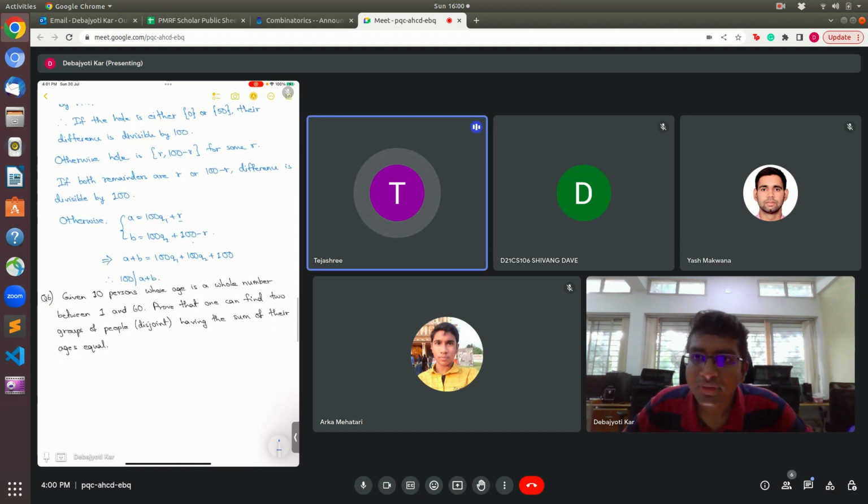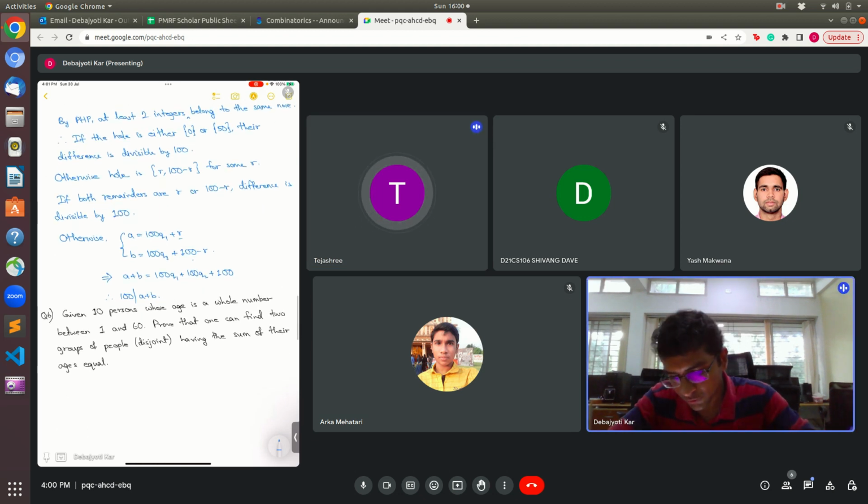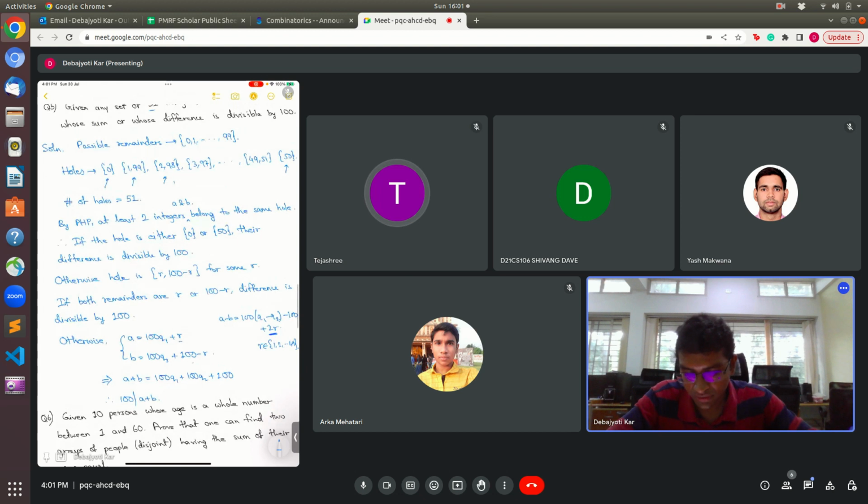Is the difference also divisible by 100? No, in this case, if we do a minus b, there will be a 2r coming, no? So let's say we do a minus b, this is going to be 100 times q1 minus q2 minus 100 plus 2r. So this 2r might not be divisible by 100 because r is some number from 1 to 49. So this 2 times r is surely not divisible by 100. Right? Yes, sir.